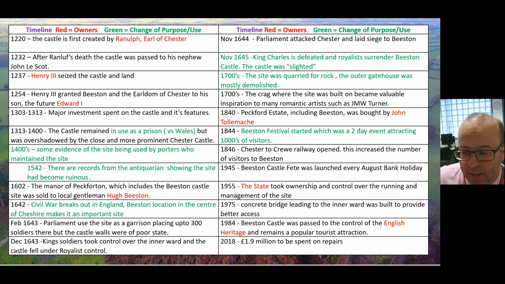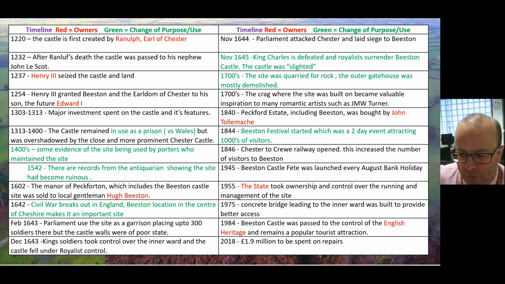What I've done now is highlight certain things. So in red, I've highlighted the different owners of the castle. It's important you know who owned the castle and in which order. And in green, I've highlighted the moments when the castle's history has changed, has turned for some reason. I'm not going to go through all these key facts now. That's for you to go away and carry on revising.